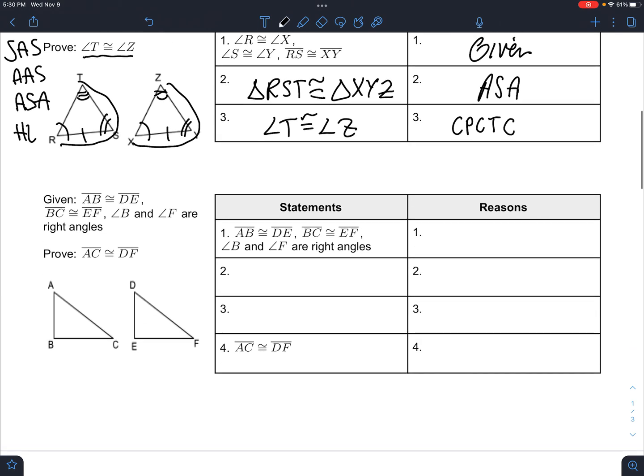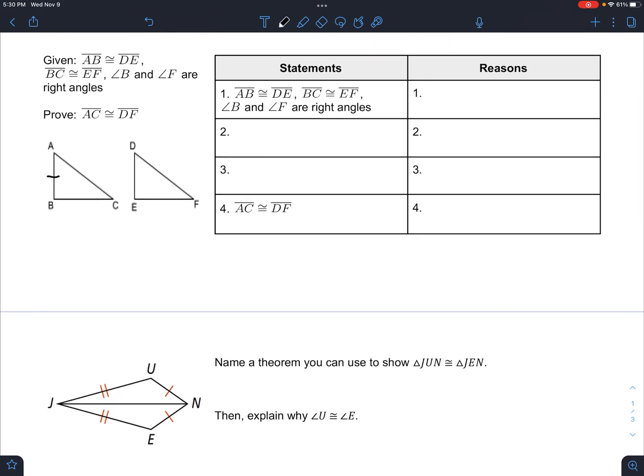Let's see that again. So we got AB and DE. We have BC and EF. And we also have the fact that these are right angles. Okay. So first, my thought would be HL. Remember, HL says you need three things. Two right angles, which we have.